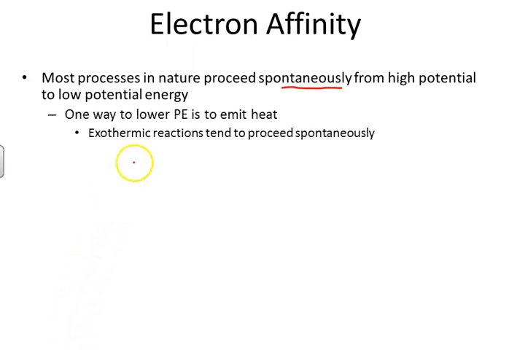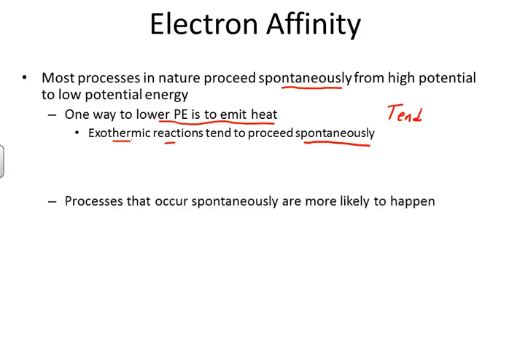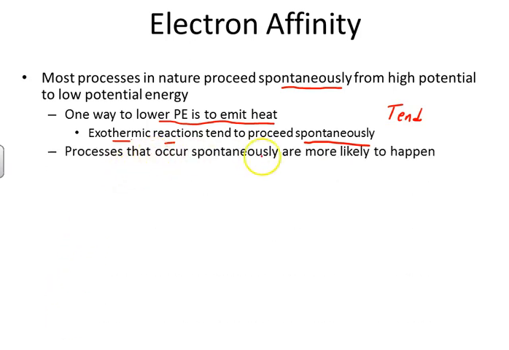Because of that, there is a tendency to favor exothermic processes. Exothermic processes, remember, release heat. So lower potential energy is achieved by emitting heat. That makes it an exothermic reaction. Exothermic processes tend to be spontaneous. Notice that this is a tendency. Tend does not mean always. Processes that occur spontaneously are more likely to happen than those that don't occur spontaneously.